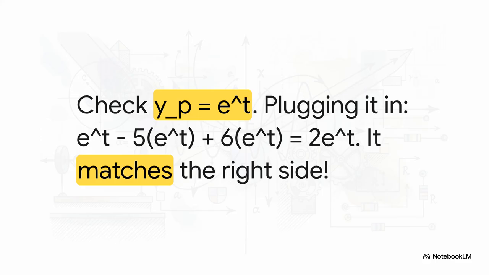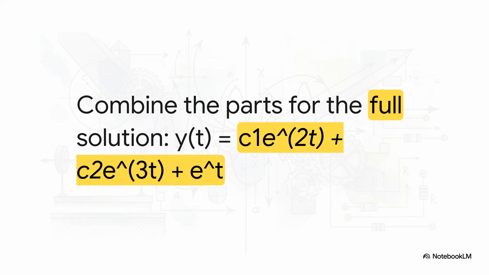And what do you know? That is a perfect match for the right side of our original equation. It works. And now for the final, and let's be honest, the easiest step. We just add our two parts together. And look at that, it perfectly illustrates our main idea. The general solution, y of t, is the system's natural behavior, y_c, plus its forced response, y_p. This one single equation now describes every possible thing our system can do under that specific force.